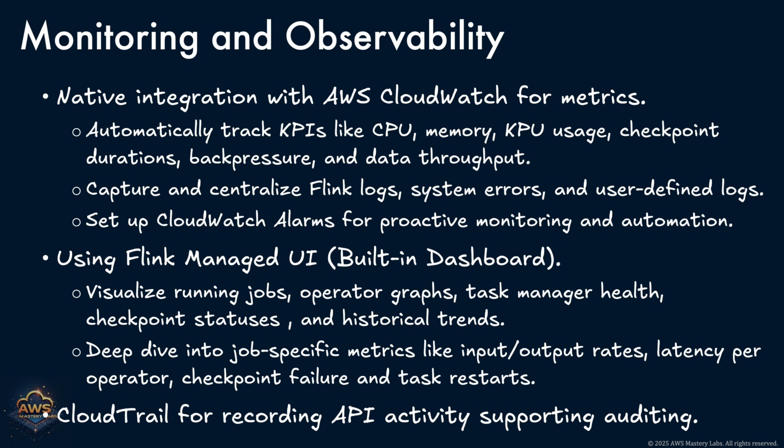Effective monitoring is essential to ensure that your streaming applications are healthy, performant, and resilient. At the foundation of Flink monitoring is Amazon CloudWatch. Flink applications automatically emit a wide range of metrics to CloudWatch, covering vital signals such as CPU utilization, memory consumption, KPU usage, data throughput rates, checkpoint durations, and backpressure levels. These metrics allow you to track the health and efficiency of your applications in real time and identify bottlenecks before they impact your users.